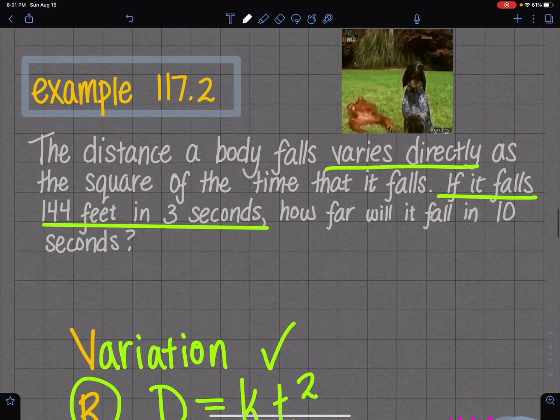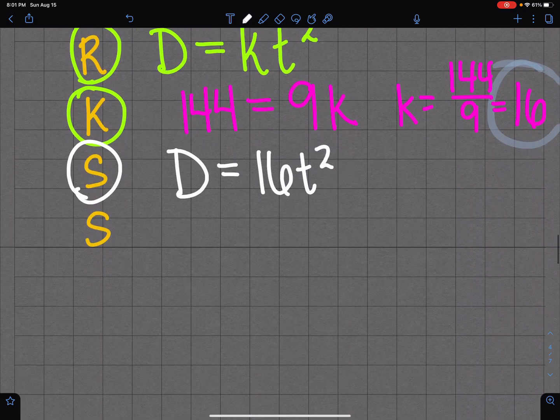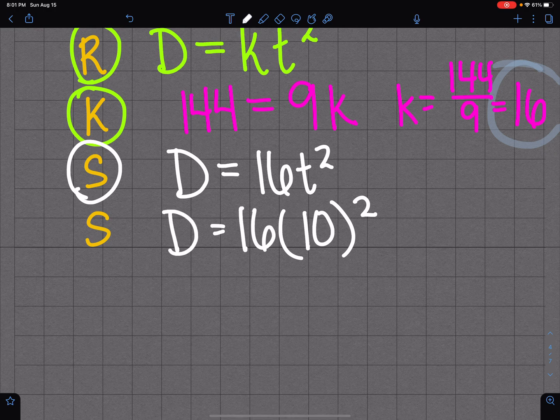They're saying, in the original problem, how far will it fall in 10 seconds? Okay, easy peasy. They give us a 10, that goes right here, squared, times 16, and you're solving for d. Easy peasy. Do the math on that. You're going to see that you will get 1,600 feet.